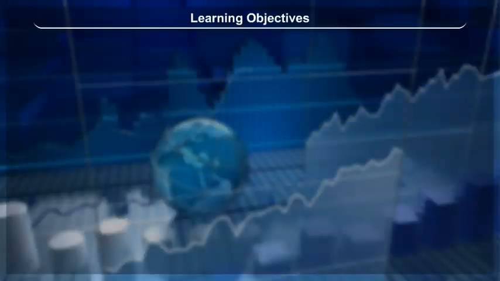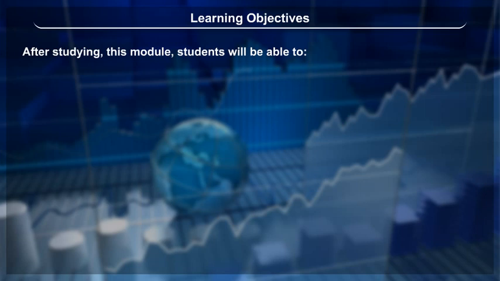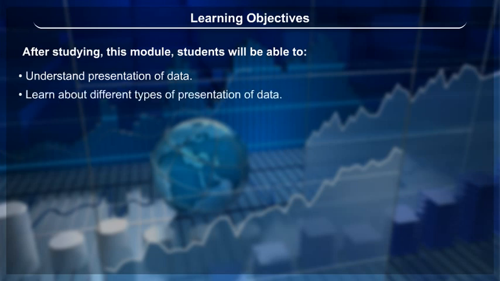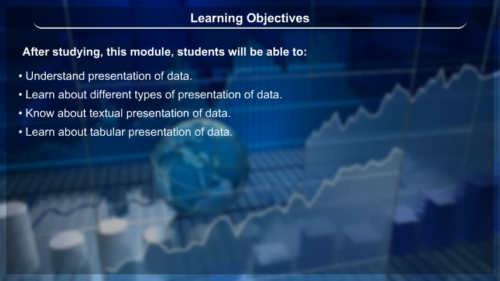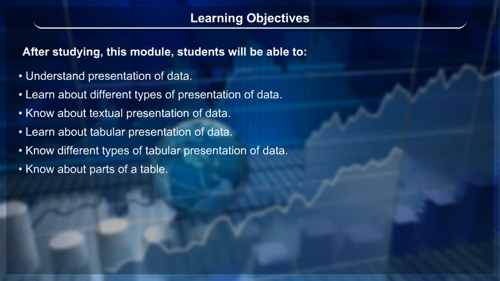Learning objectives. After studying this module, students will be able to understand presentation of data, learn about different types of presentation of data, know about textual presentation of data, learn about tabular presentation of data, know different types of tabular presentation of data, know about parts of a table, discuss geometric diagrams, explain types of bar diagrams.